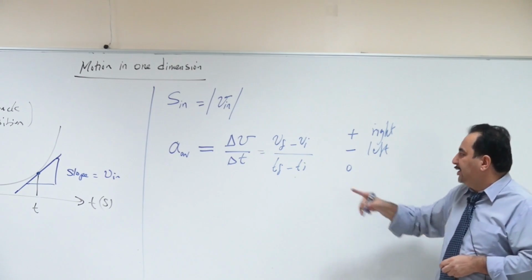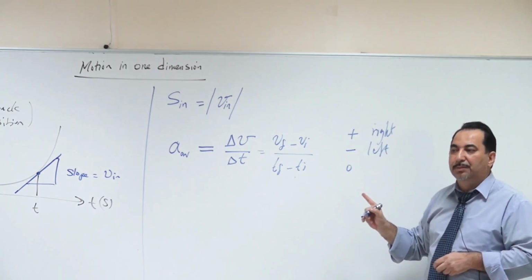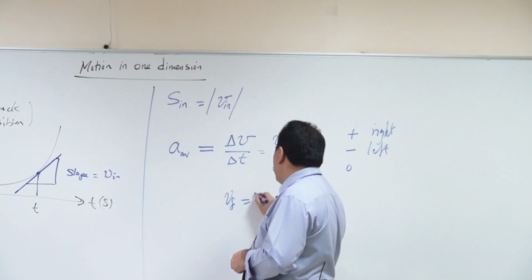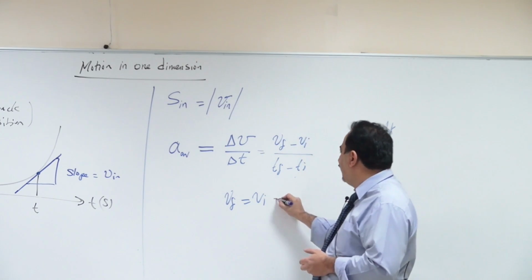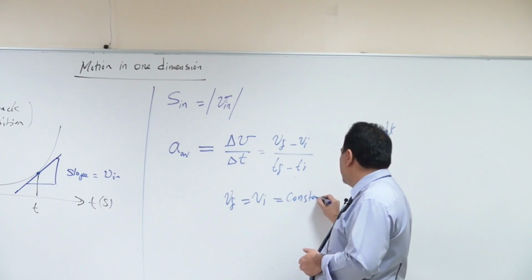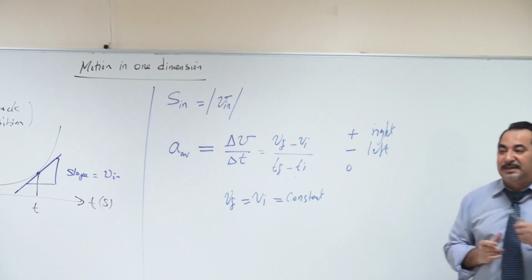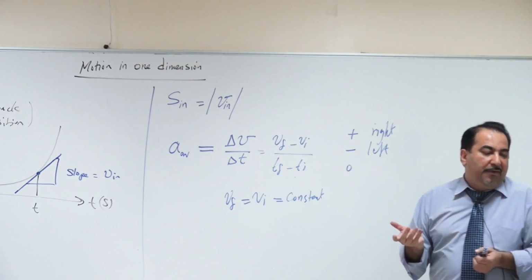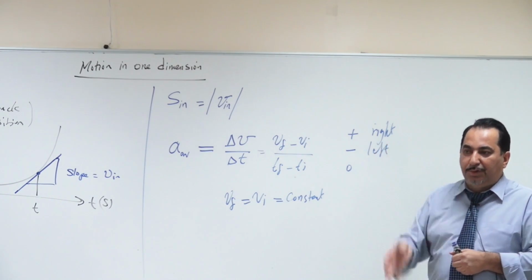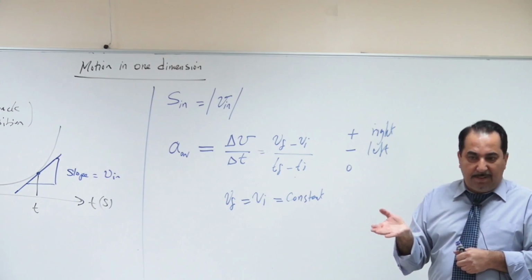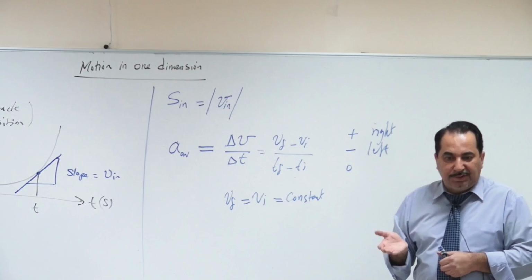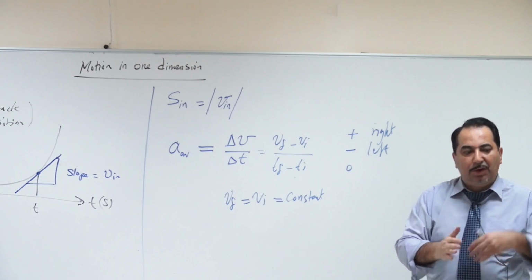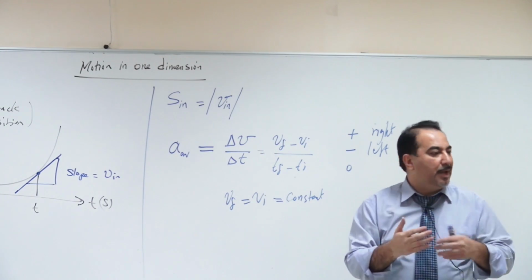What does it mean constant? This means average acceleration is 0, meaning V final equals V initial, which means the velocity is constant, not the acceleration. The acceleration is 0. And remember, if you're driving a car and you put it on the cruiser, what does that mean? You are not changing the velocity. So velocity is constant. So you are not accelerating the car. You are not speeding up the car, or slowing down the car.